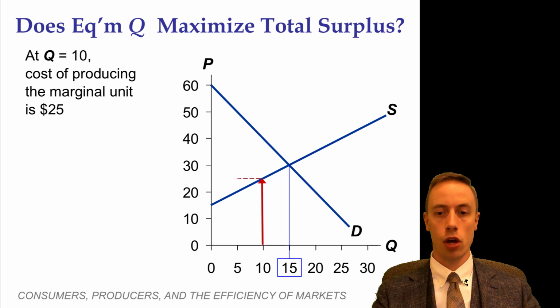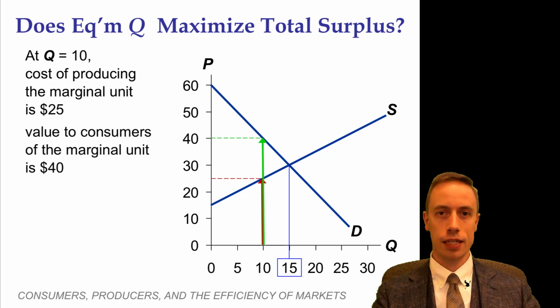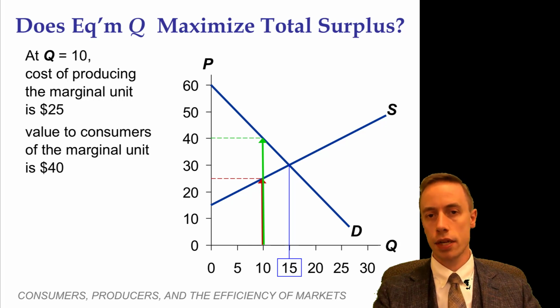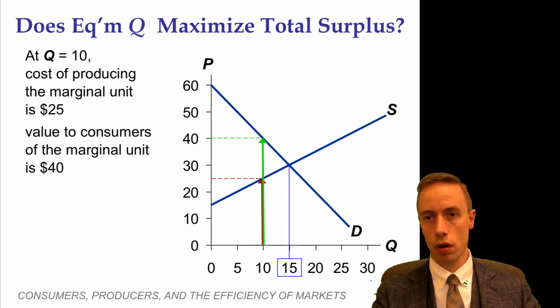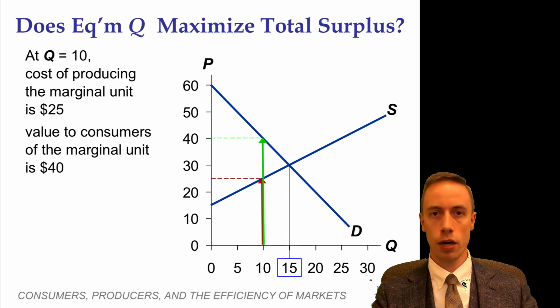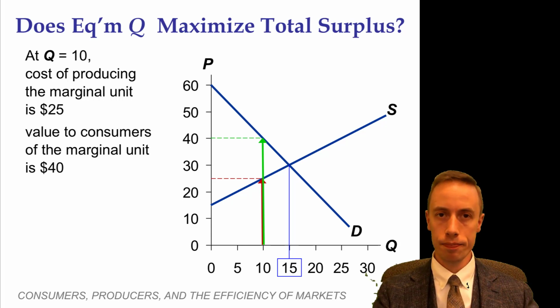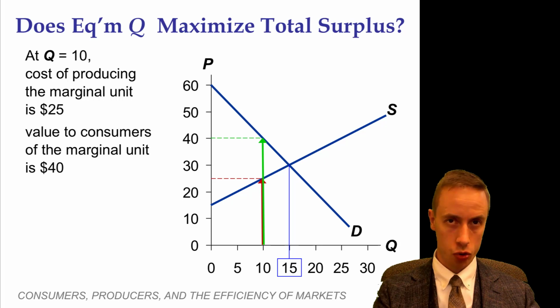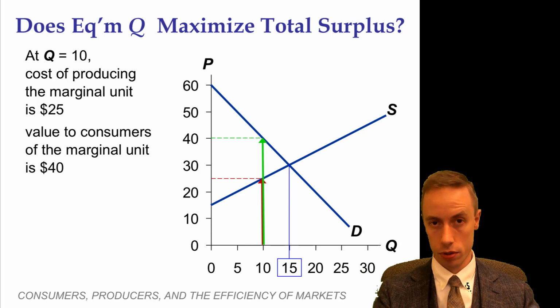Shoe number 10 has a lower production cost, $25. Let's look at its value. Tracing up to the demand curve, we find that it has a buyer value of $40. So what that means is that shoe number 10, if produced, contributes to the total surplus of our market. We are producing something that has a value of 40 at a cost of 25. Total surplus will increase by $15 if this shoe is produced. So in other words, shoe number 10 should be produced.